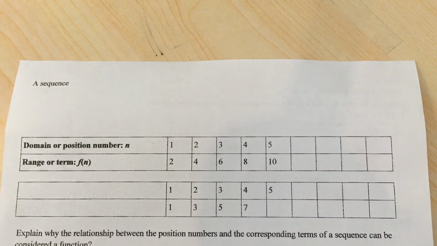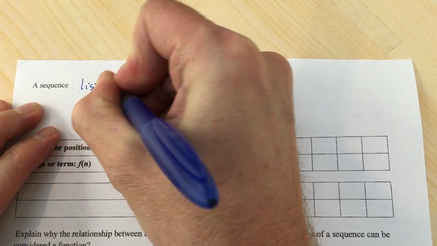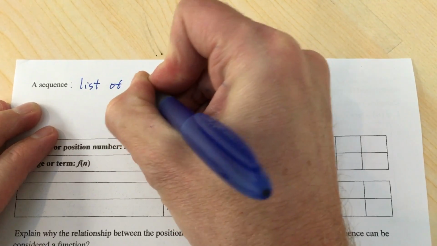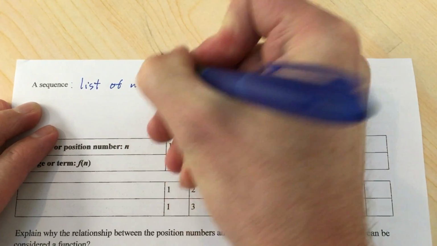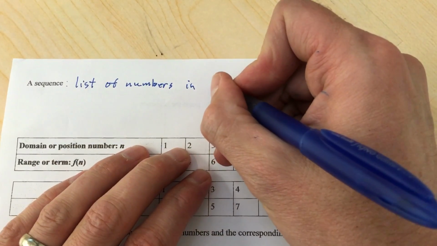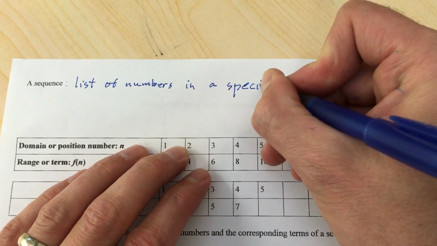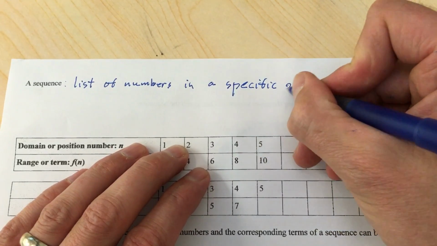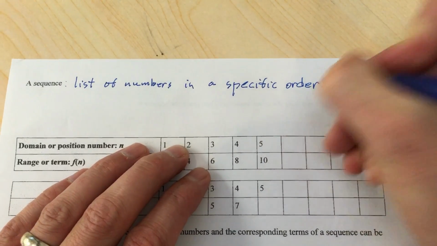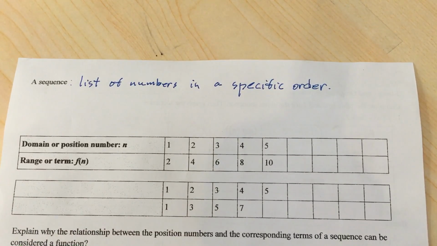Okay, so a sequence is simply a list of numbers in a specific order. So the most obvious one is when you count. You count 1, 2, 3, 4, 5, 6. That's a specific order. That is a sequence of numbers.